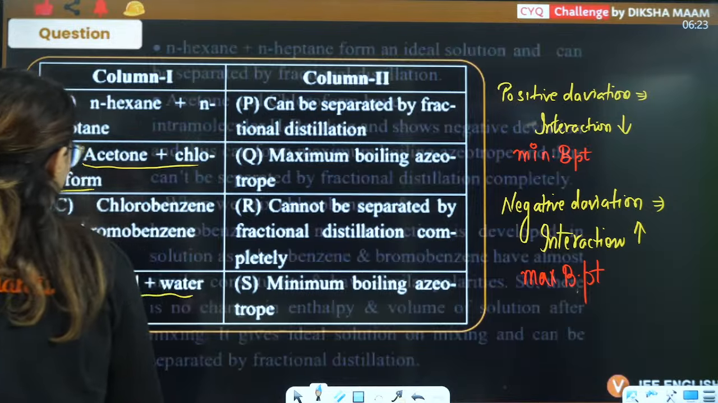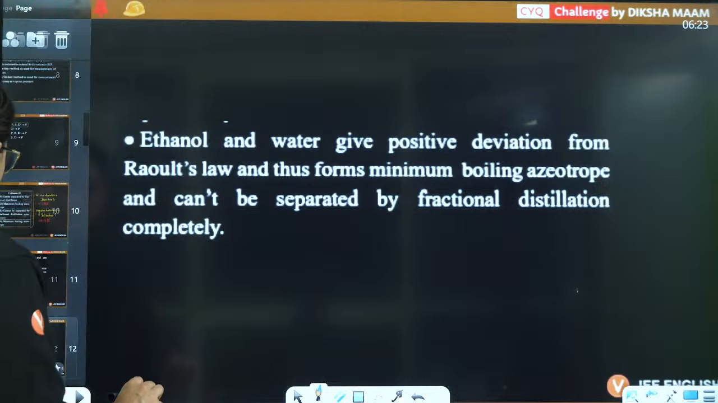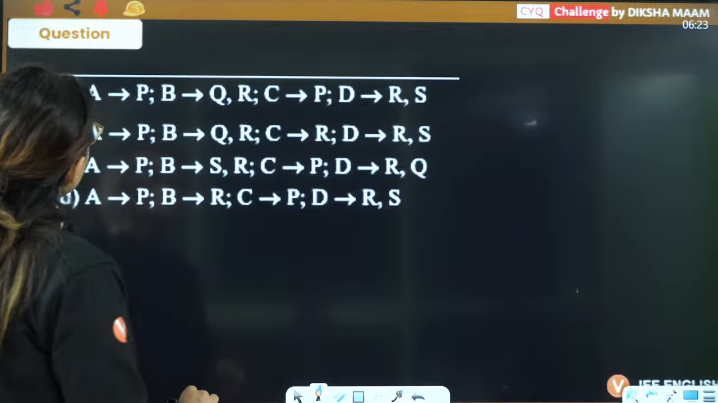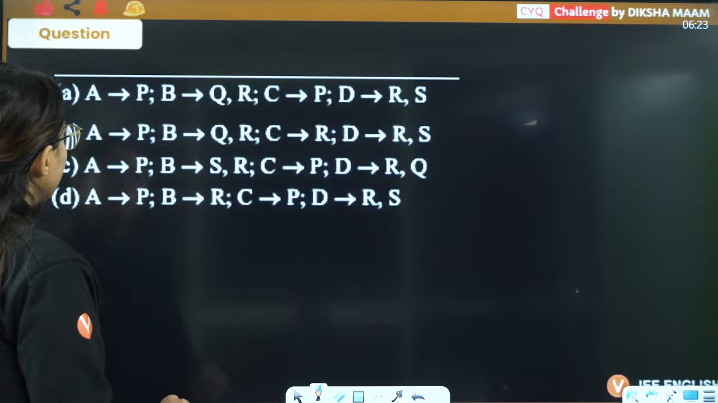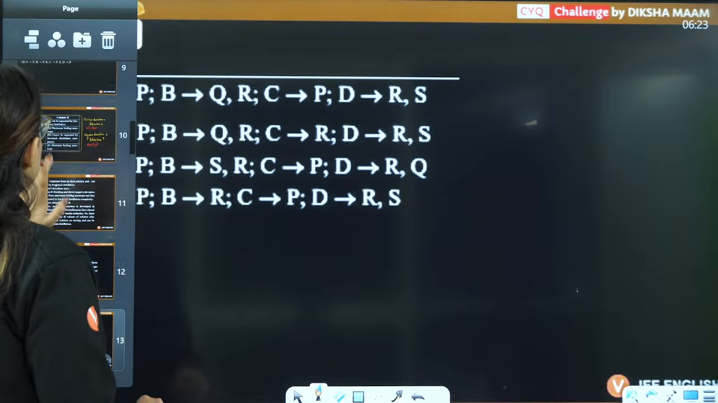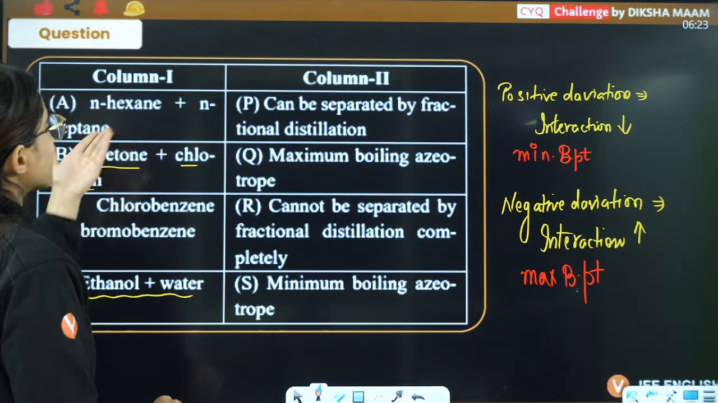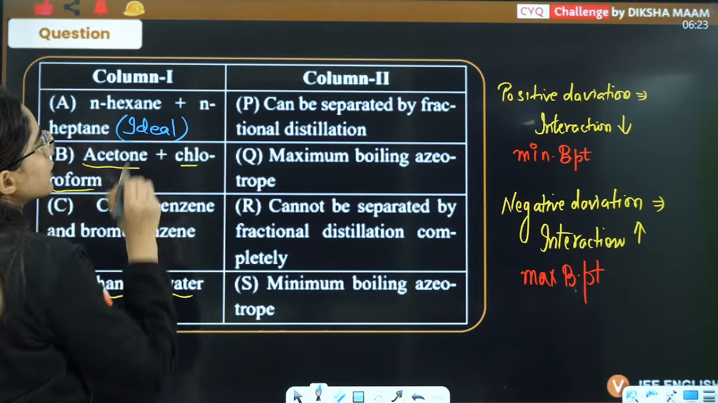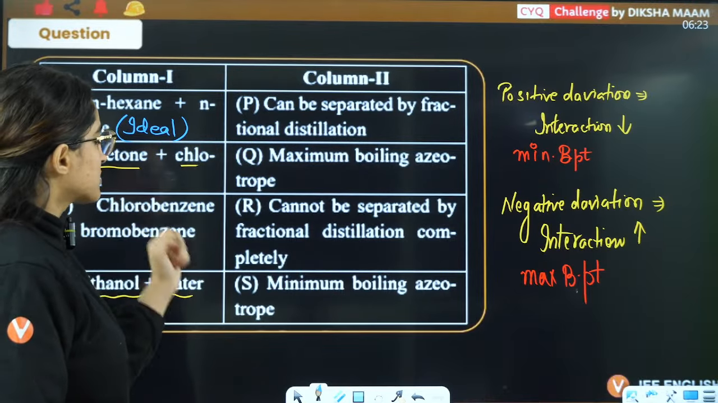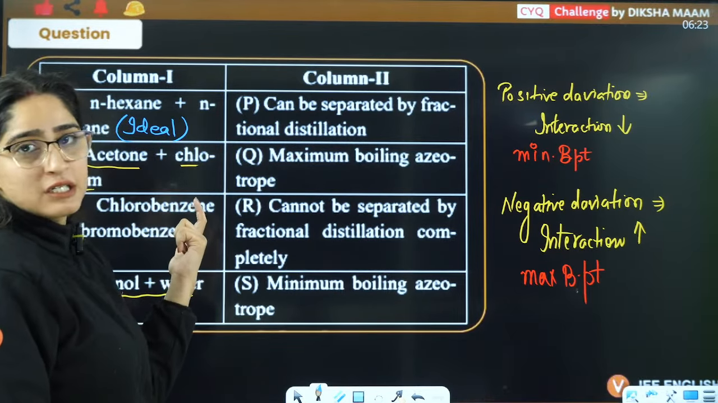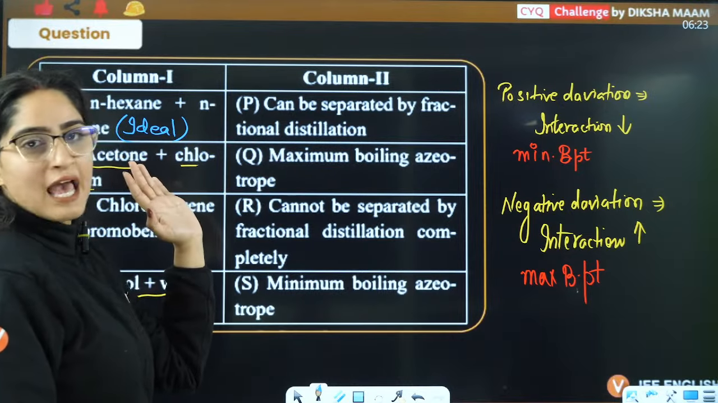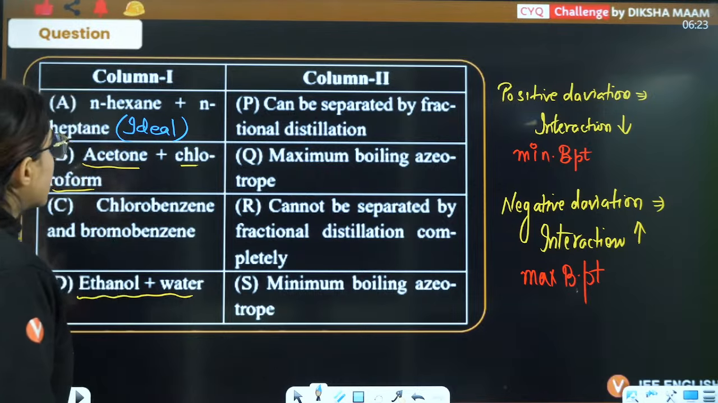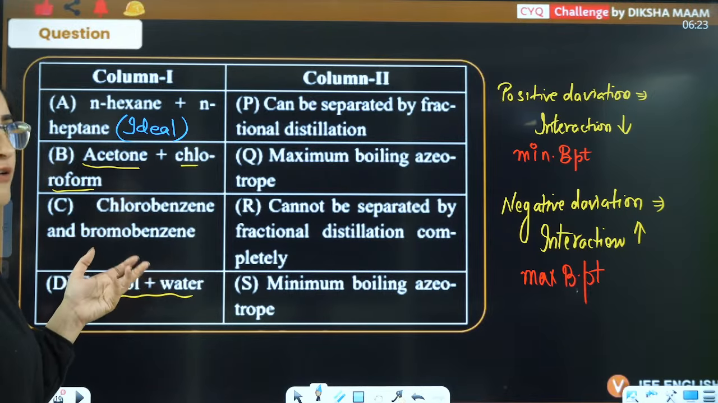Okay, now we'll mark it. Wait a minute, let me see the options here. If you see, A is given PPPPP. That means we don't even have to check. A is given PPPPP, that is the ideal solution, right? Ideal solutions can be separated by fractional distillation, because they are not azeotropes.